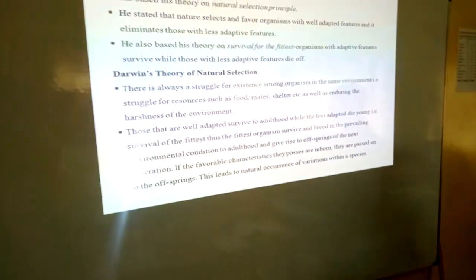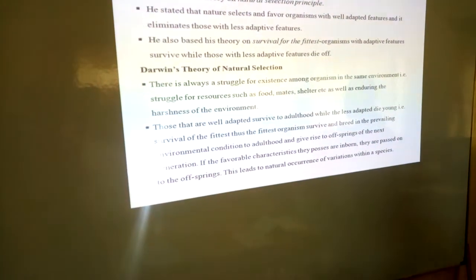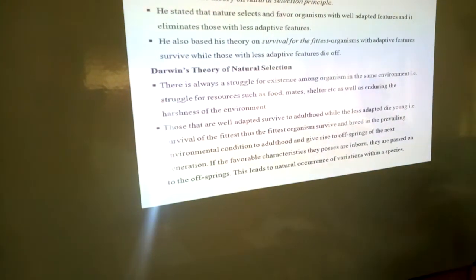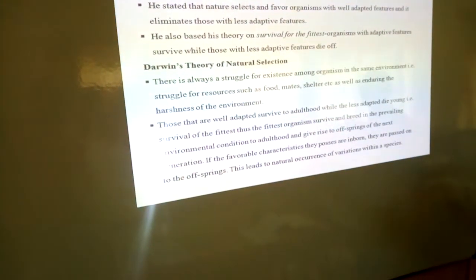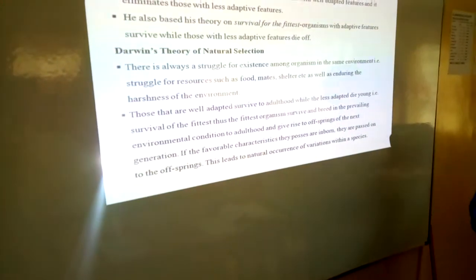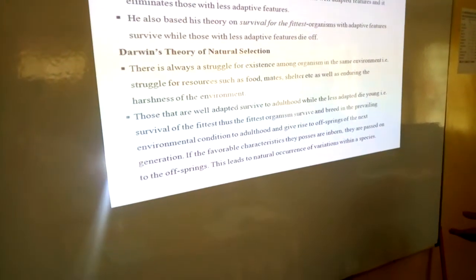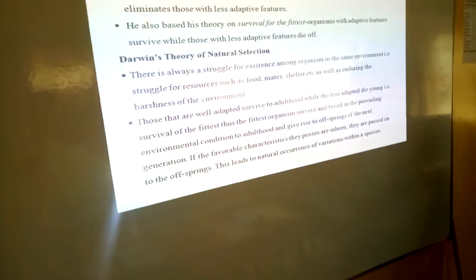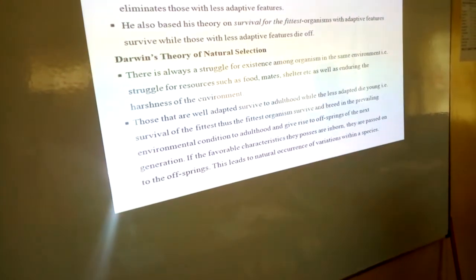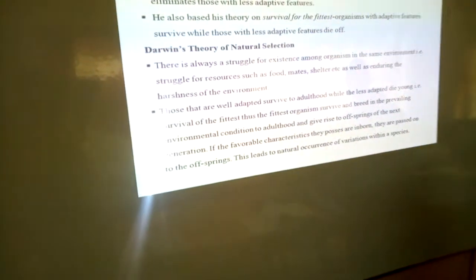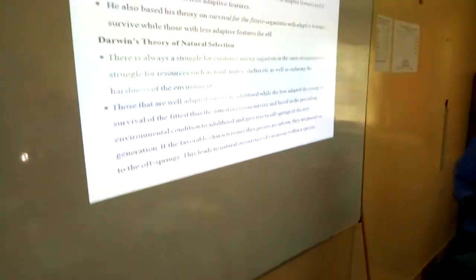Why are organisms struggling to exist? They are struggling to exist because resources are limited, such as food, mates, shelter, as well as enduring the harshness of the environment. Due to that, those that are well adapted survive to adulthood, while those that are less adapted die. Therefore, we come up with the aspect of survival of the fittest: the well-adapted survive, while those that are less adapted are eliminated.